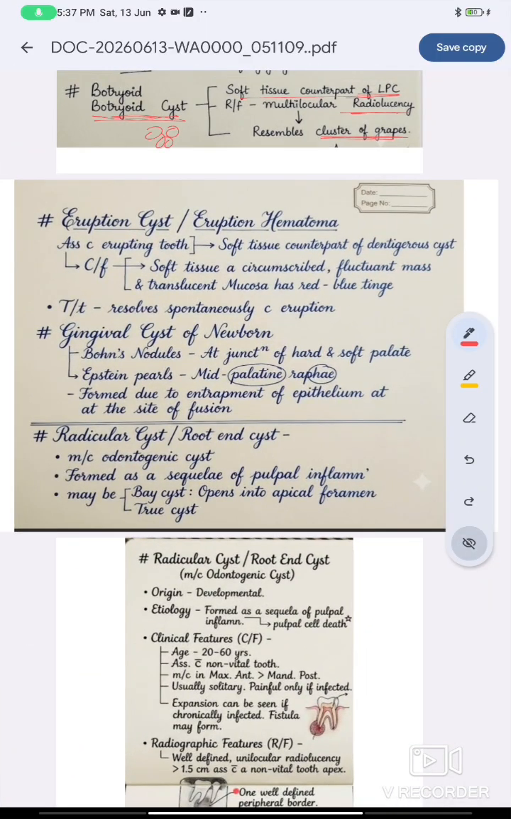Next in queue is the eruption cyst or eruption hematoma. Eruption cyst or eruption hematoma is not actually a true cyst. It is just a soft tissue counterpart of the dentigerous cyst.